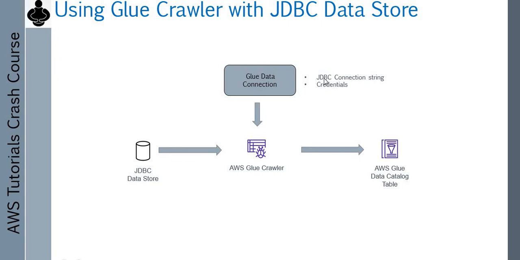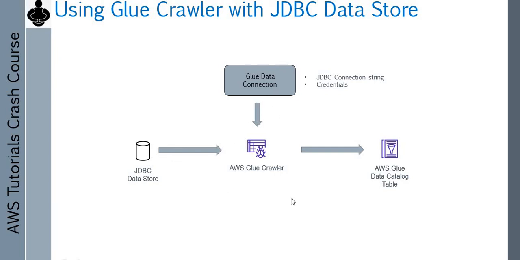One is the JDBC connection string, and the second is the credential, or login and password, you want to use. You can also provide some filter criteria, like which database to look into and which tables to look into. Yeah, you can do that. But these two are the most important things you have to configure.